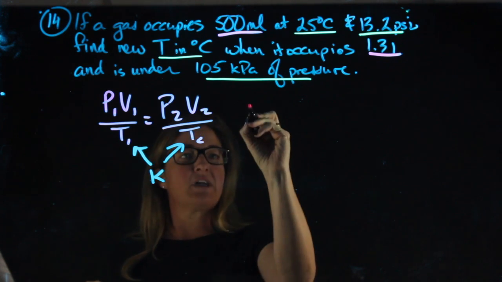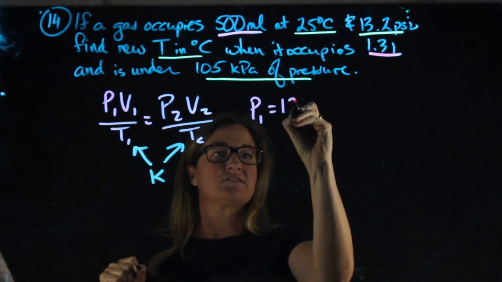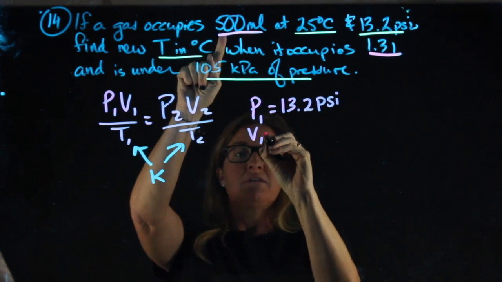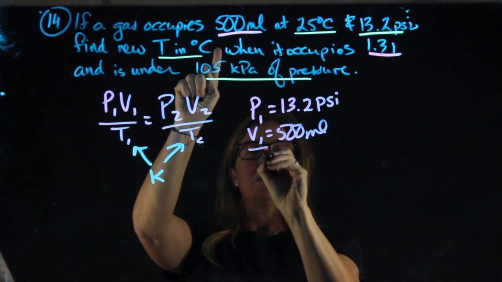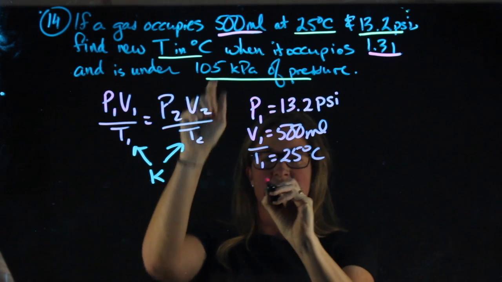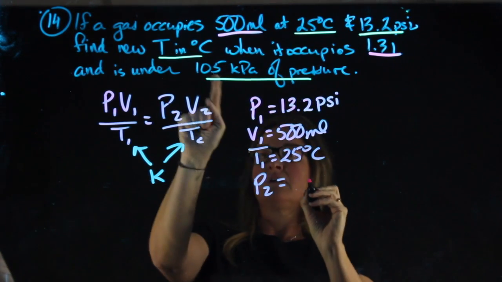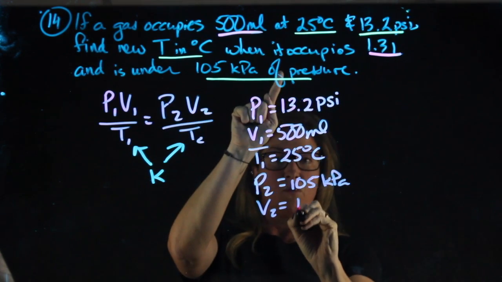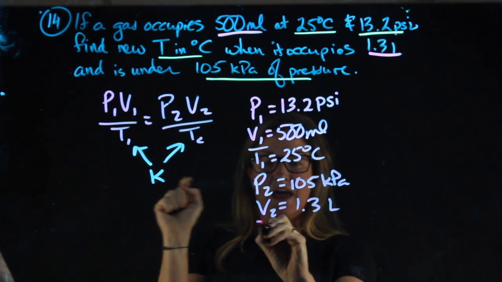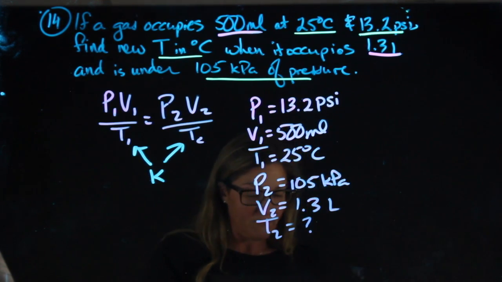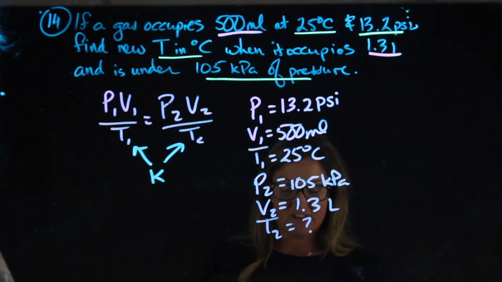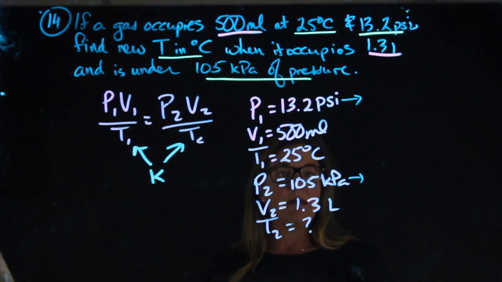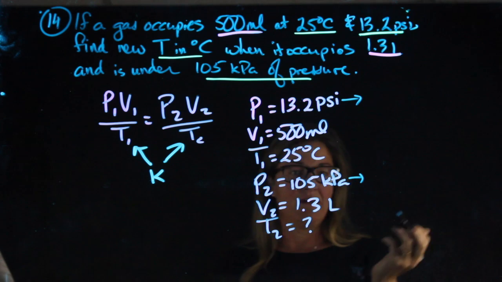So if I'm looking at what I'm given, P1 is 13.2 psi. V1, 500 milliliters. T1, 25 degrees Celsius. P2, 105 kPa. V2, 1.3 liters. And T2 is what I'm looking for. So in terms of units that need to be resolved here, I need this pressure and this pressure in the same units. I'm going to convert PSI to kPa.